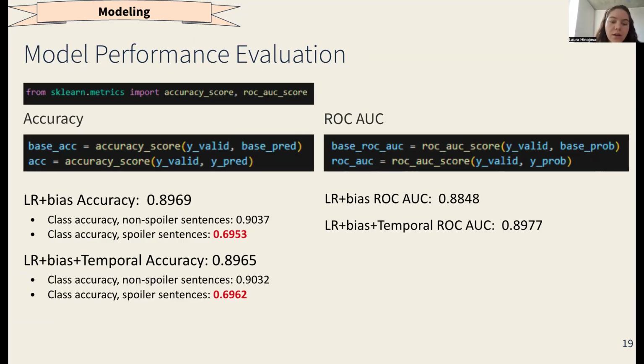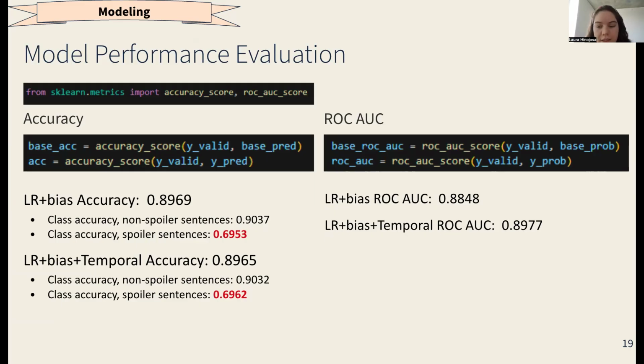However, when we go into the class accuracy, which is what we care about, because of course, if 3.22% of your data set is the positive class, if you were to predict absolutely everything as negative, you would still have a fairly high accuracy. So it's very important to look at class accuracy as well. And we can see that including the temporal information only marginally improves our class accuracy for the positive class, which are the spoiler sentences.